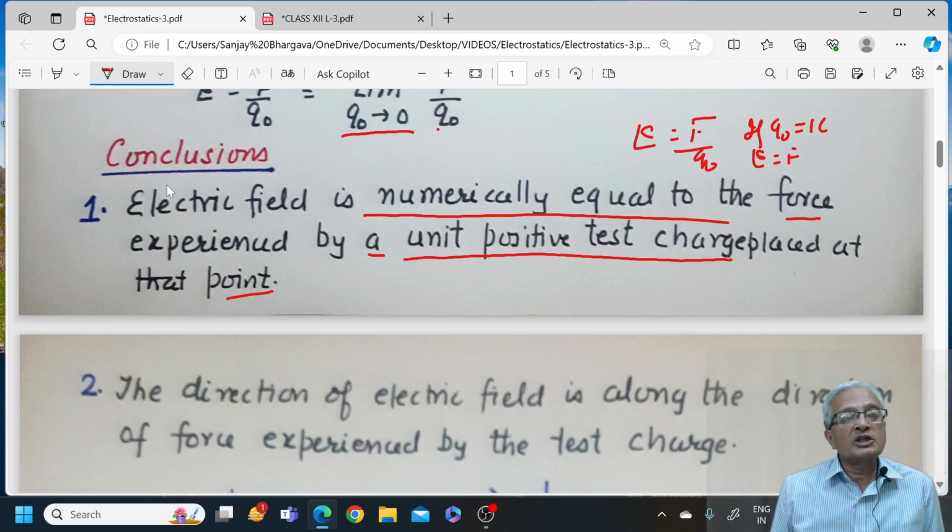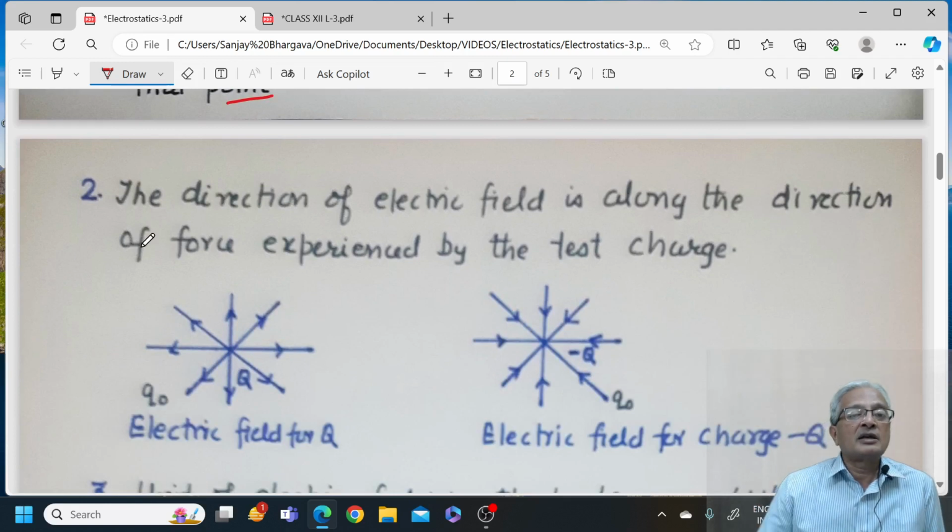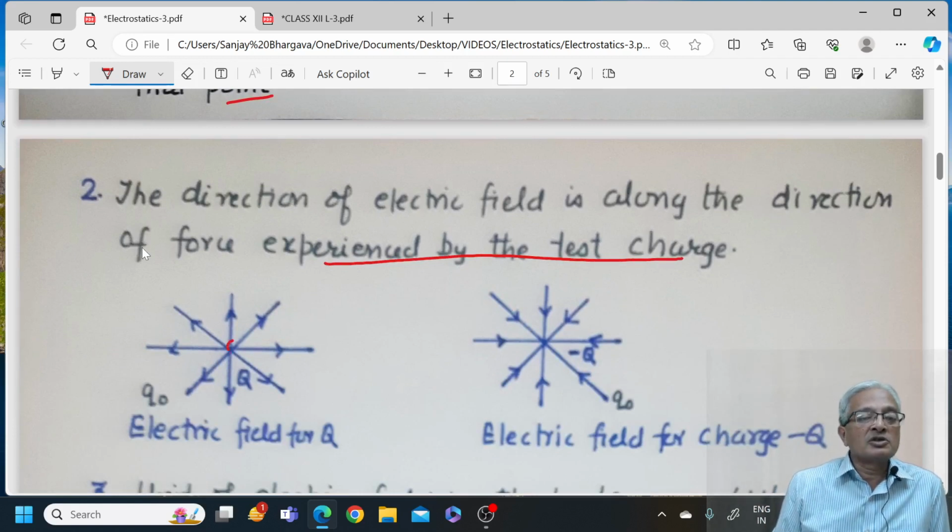Now what would be the direction of the electric field? The direction of the electric field would be the same as the direction of the force experienced by the test charge. Just see here. Suppose I have a source charge here, capital Q, and I place a test charge here. Since both are positive, Q0 would be repelled in the outward direction. Wherever you place the test charge, it would always be repelled outward. So this figure now represents the electric field for the charge Q.